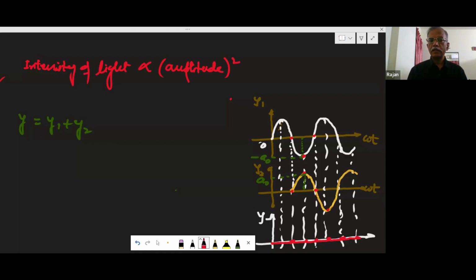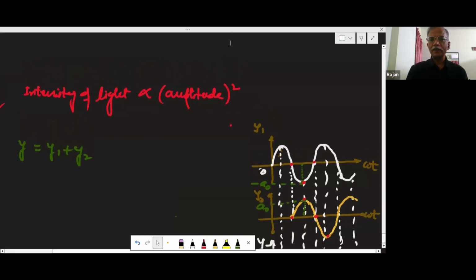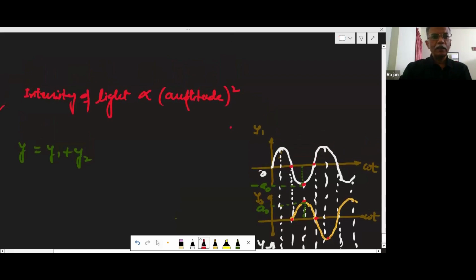So I'm talking about the resultant. We are talking about the resultant intensity, the light of the resultant. So amplitude also of the resultant, right? So here we are getting zeros all the time. So intensity of light will be 0, yes or no, right? So here we can write for resultant.